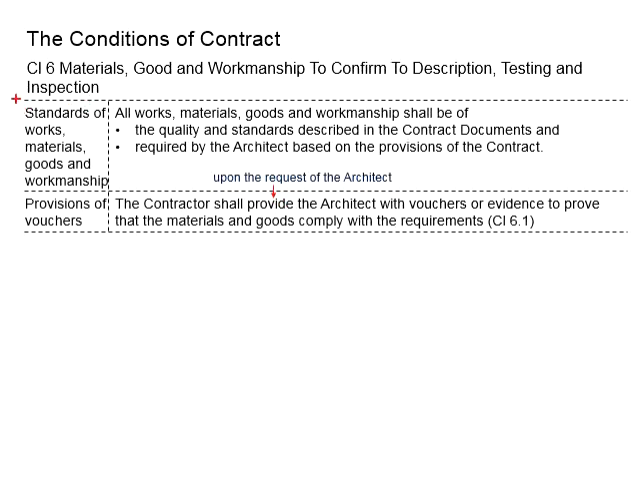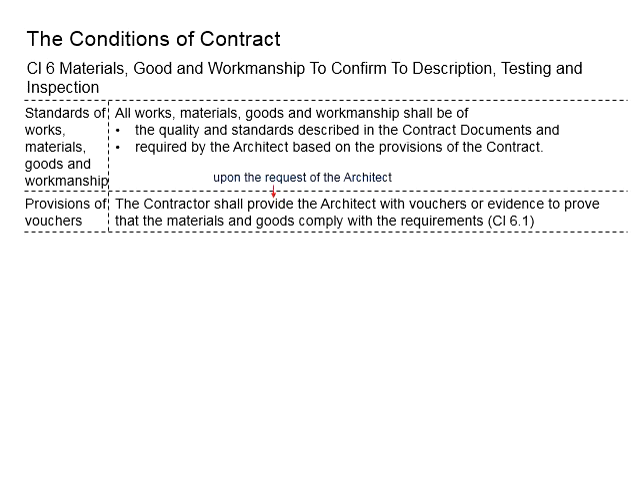First, we talk about the standards of the work, material, goods and workmanship. It is stated that all the work, material, goods and workmanship must comply with the quality and standard as described in the contract document. The quality must also meet the expectations of the architect based on the provisions of the contract. In other words, it is the obligation of the contractor to deliver the work in accordance to the requirement as stated in the contract document.